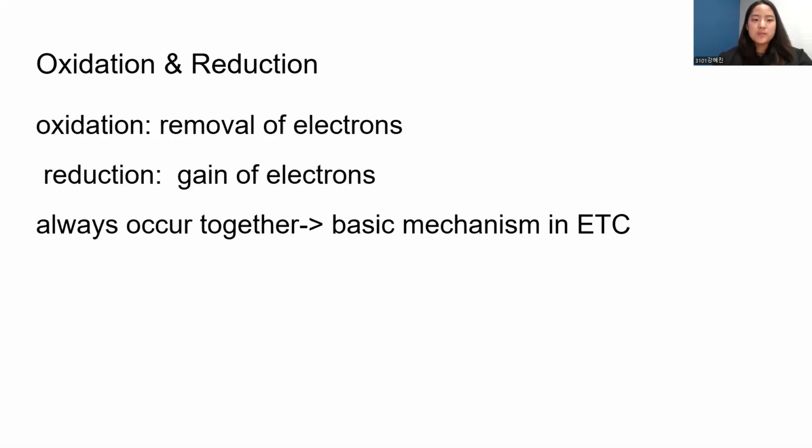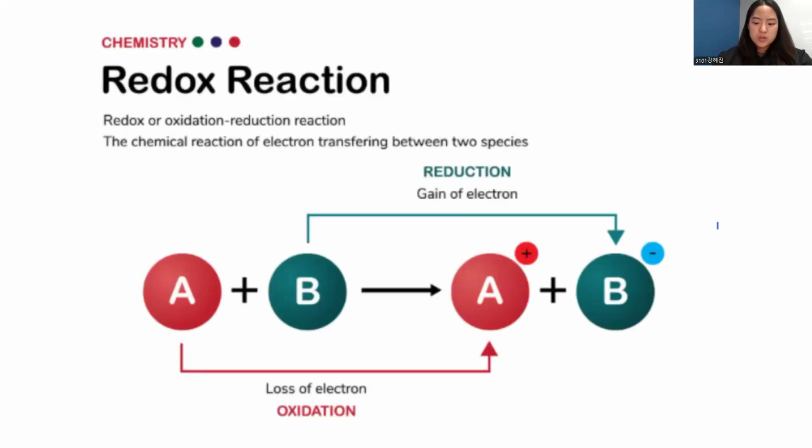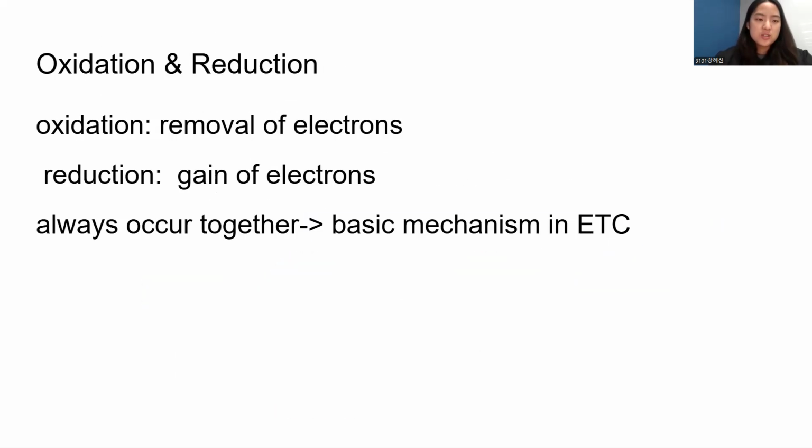So before we go deep in, I would like to start with some definitions. First of all, oxidation means removal of electrons, which is basically losing electrons. And for reduction, it's the opposite. It's gaining the electrons. These two reactions are always coupled, which means they always occur together, and this is the basic mechanism in ETC.